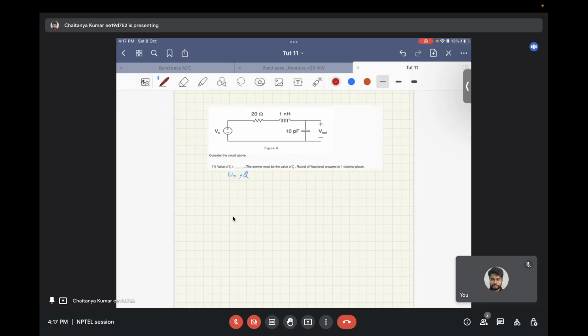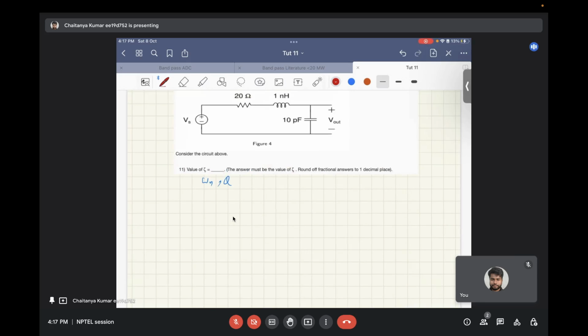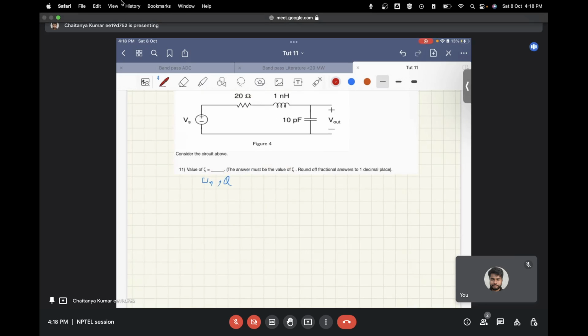Now again you have a series RLC this time. So in this case, again you need to find the value of omega n, zeta, and Q. So for series RLC, again we will apply KVL in this loop. Now the current I that is flowing inside the capacitor, let's call that some value I, is the same current that is flowing across the loop. Now I is equal to C dV naught by dt.